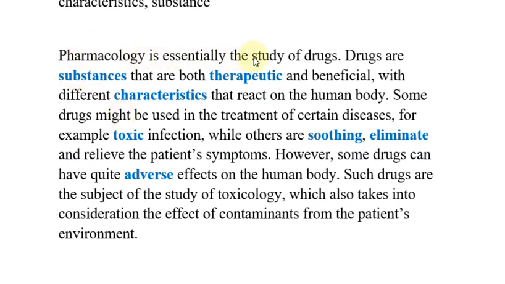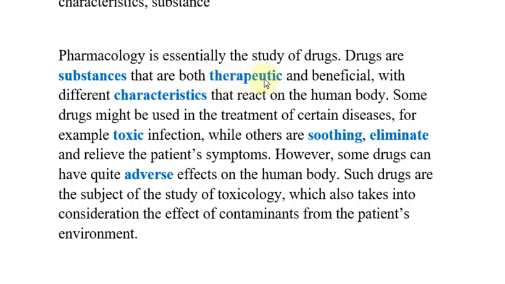Pharmacology is essentially the study of drugs. Drugs are substances that are both therapeutic and beneficial. Now, here's a good word for you. Good lesson. Drugs are, this are is a verb. After that, you can have a noun. Drugs are substances that are. This are is also a verb, a linking verb. After that, you can have an adjective. So after am, is, are, you can have adjectives. You can also have nouns. This one is noun, this one is adjective.